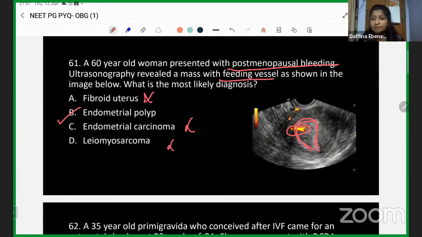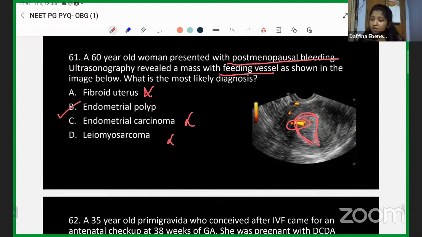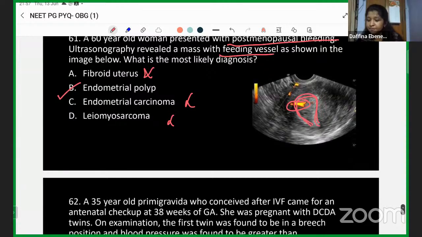Endometrial polyp need not present only in postmenopausal females. Normal reproductive age group females can also have an endometrial polyp. So they most commonly present with either heavy menstrual bleeding, intermenstrual bleeding, metrorrhagia, or postcoital bleeding. Okay, so in this case, the woman has presented with postmenopausal bleeding.